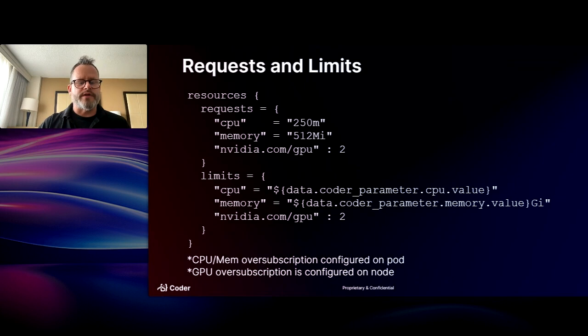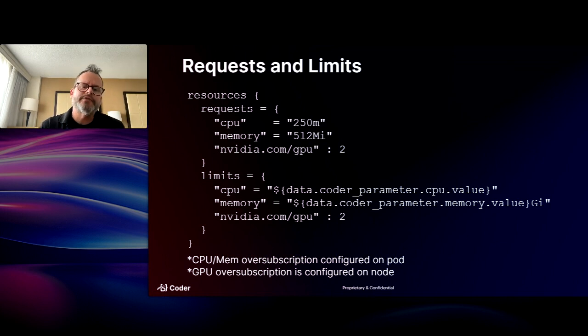So here are the requests and limits. If you've gone through our templates ever before, you may have seen this. So we have requests, which is the default value that Coder requests initially when you create a deployment. And you can see that it's a quarter CPU and a half a gig of RAM. And then in the limits, we have CPU and memory. These are parameters typically. You could hard code 4 CPU cores and 8 gigs of memory or whatever.